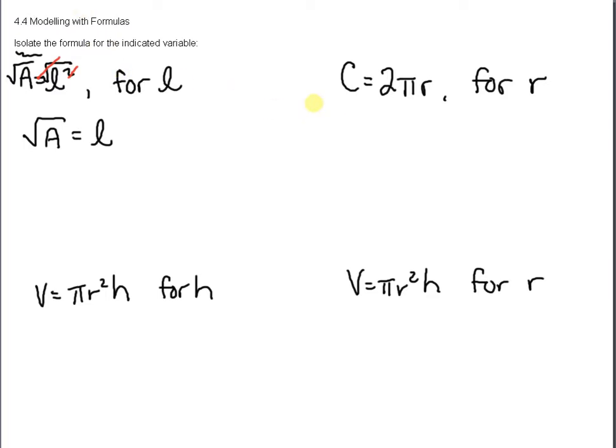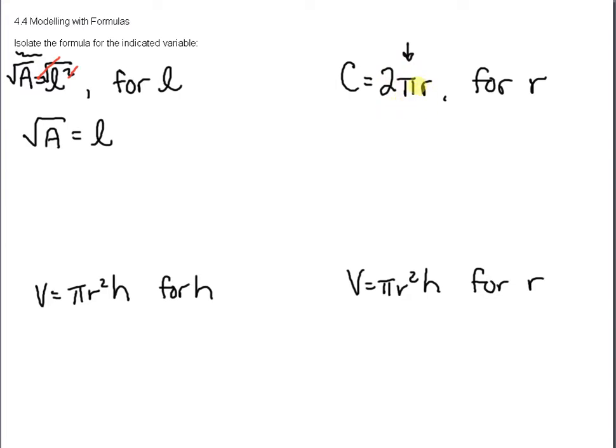Okay, so circumference of a circle is 2 pi r. Let's isolate for r. And just remember, the pi is not a variable. Pi is a number. Pi is the number 3.14. So we would not necessarily ever isolate for pi.